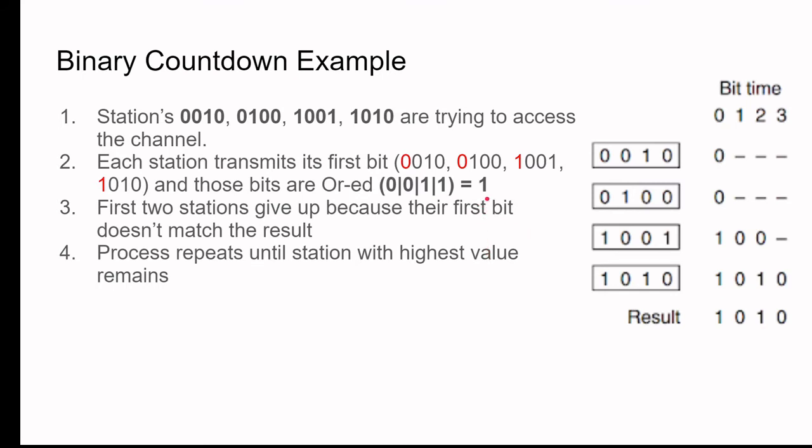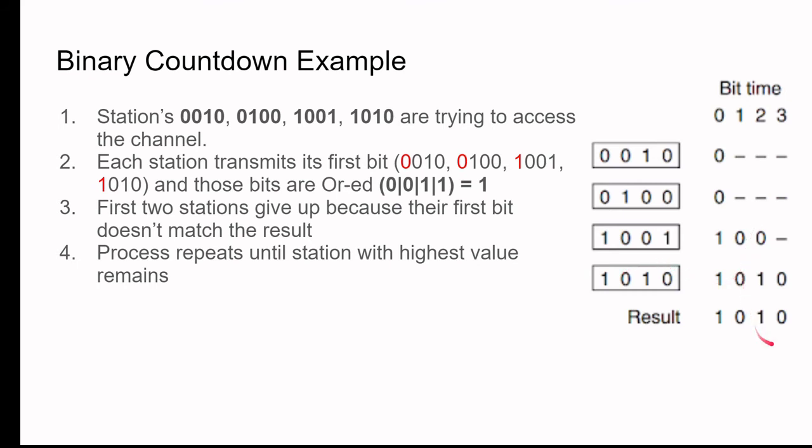Since the resulting bit is 1, the first two stations give up because their first bit doesn't match the result. This process repeats until the station with the highest value remains. As you can see in the image, in the second go-around, we're left with stations 3 and 4, and their second bit is both 0, so 0 or 0 is 0, so both stations continue to compete for the channel.